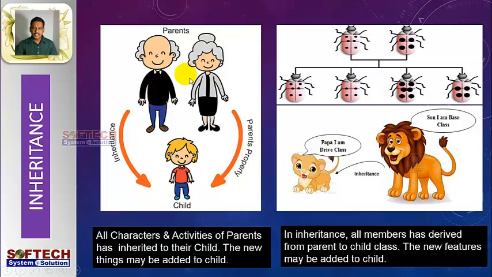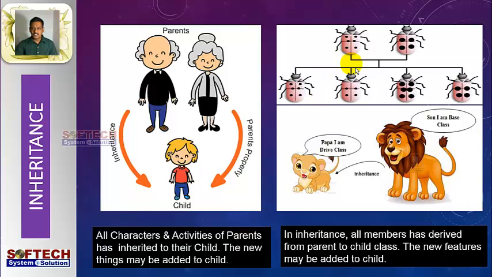We can hide some data, that is we can extract some data from the parent. We can add some features to the child. This is inheritance. That is, all characters and activities of parents are inherited by their child. New things may be added to the child. But all features are copied to the child. But some features are hidden. We cannot access those. Some new features are added to that child.